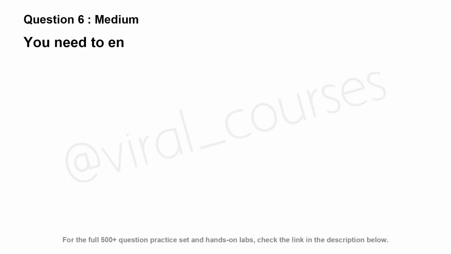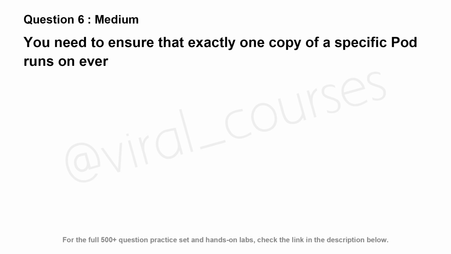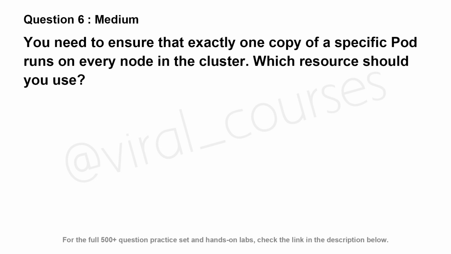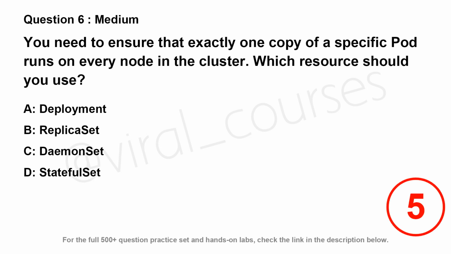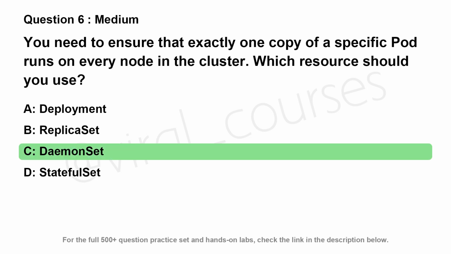You need to ensure that exactly one copy of a specific pod runs on every node in the cluster. Which resource should you use? Option A, Deployment. Option B, ReplicaSet. Option C, DaemonSet. Option D, StatefulSet. The correct answer is C.